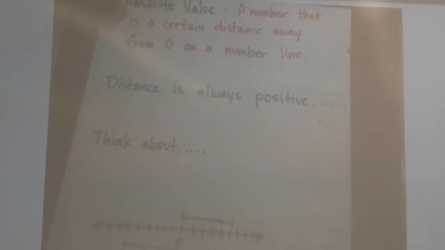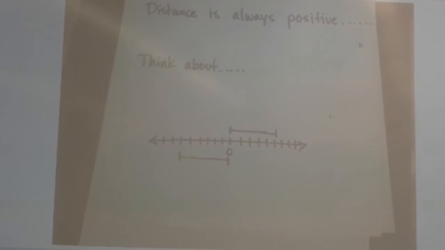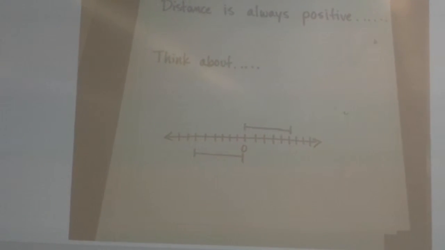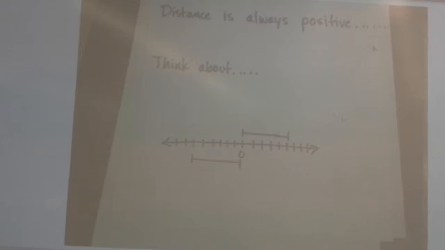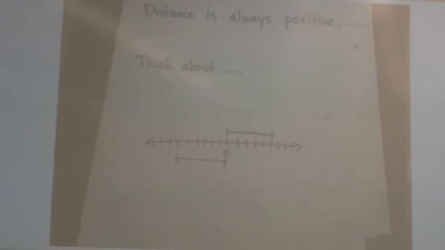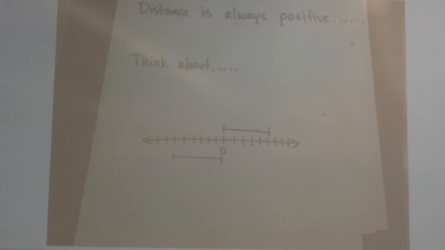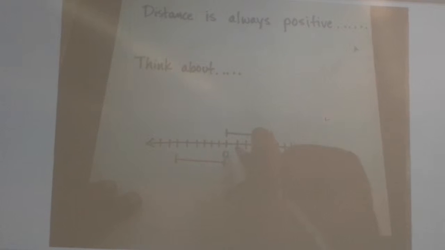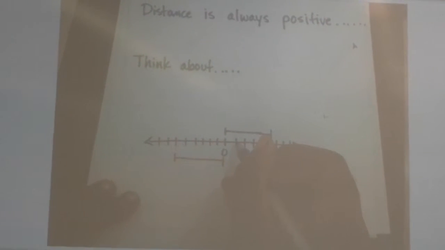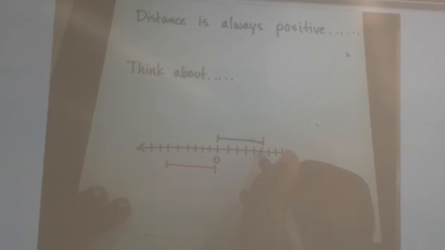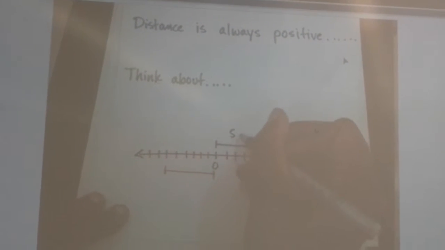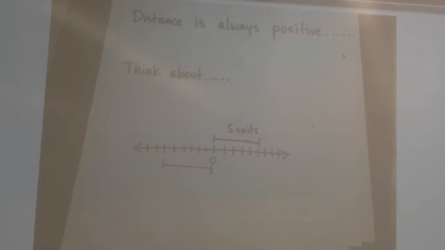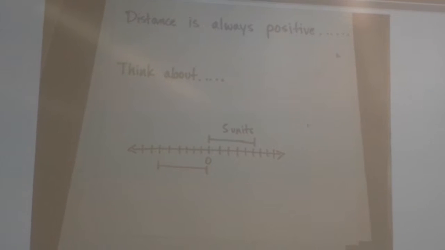So think about it as a number line. And within that number line, you have the distance. You have the distance away from zero that is negative, and the distance away from zero that is positive. So, if I talk about the absolute value of the positive distance here, the distance is 1, 2, 3, 4, 5. 5 units away from zero.